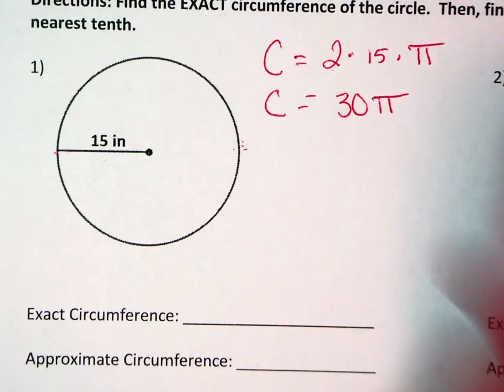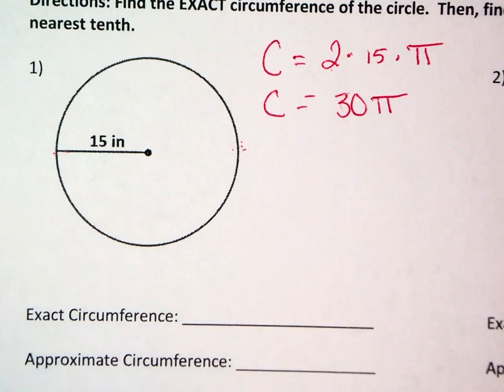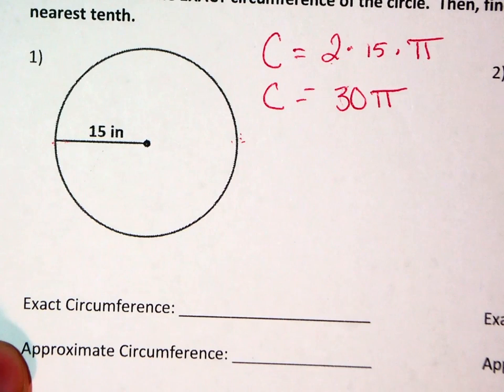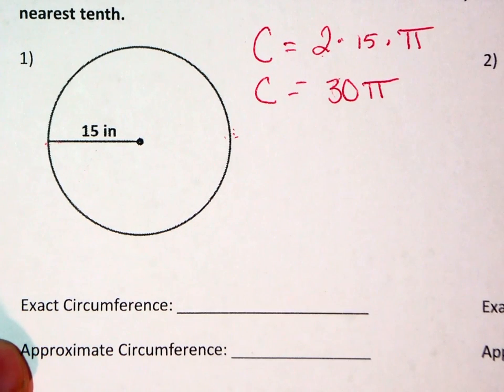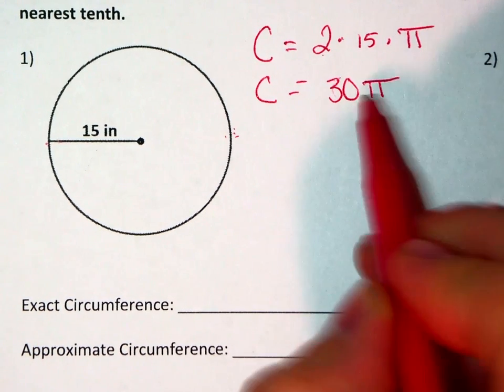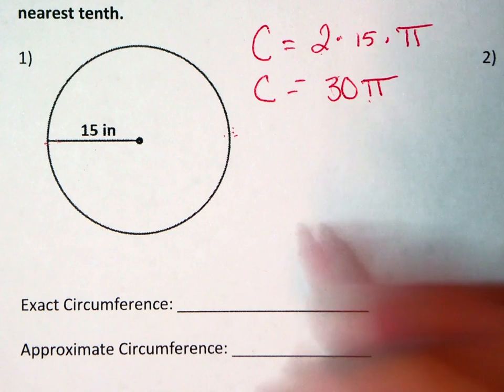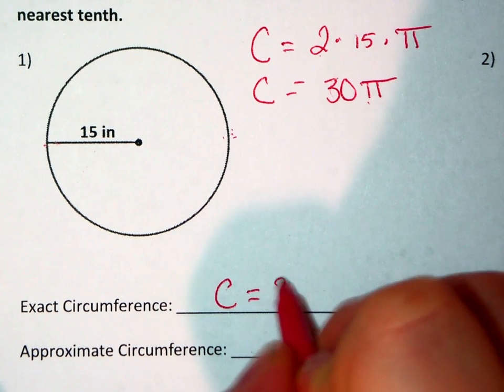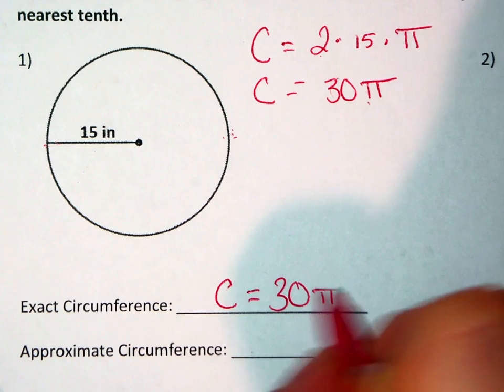So my exact solution, remember, our exact solution is always going to include pi, because pi is a non-terminating, non-repeating decimal that will just continue and continue and continue. So the only way to have an exact answer is to use the actual term pi. So my exact circumference would be C equals 30 pi.